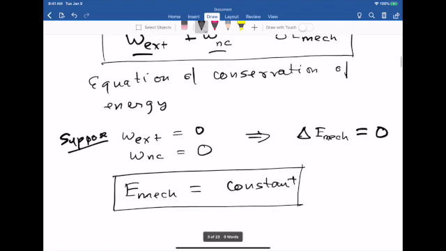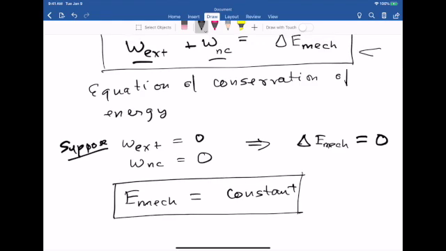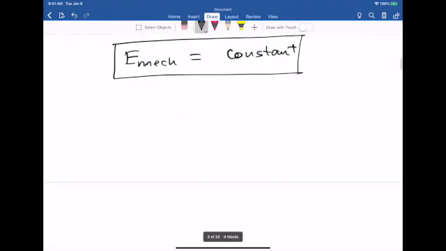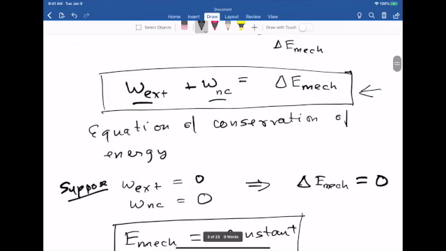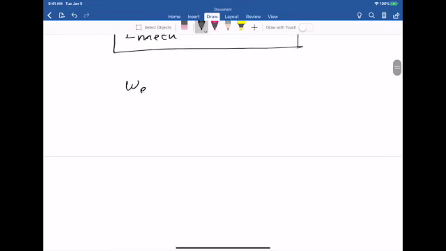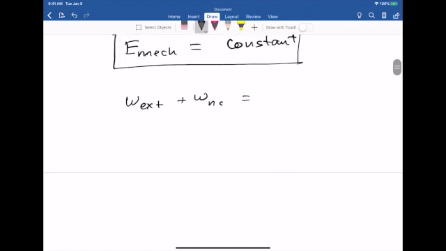Now, there is another way of writing this equation, which makes it a little bit easier. This is something that I saw in your textbook, and I like that. So W external plus W NC is equal to delta E. Instead of delta E, I'm just going to write delta K plus delta U. And one thing that your book does is that it calls the sum of these two W other.